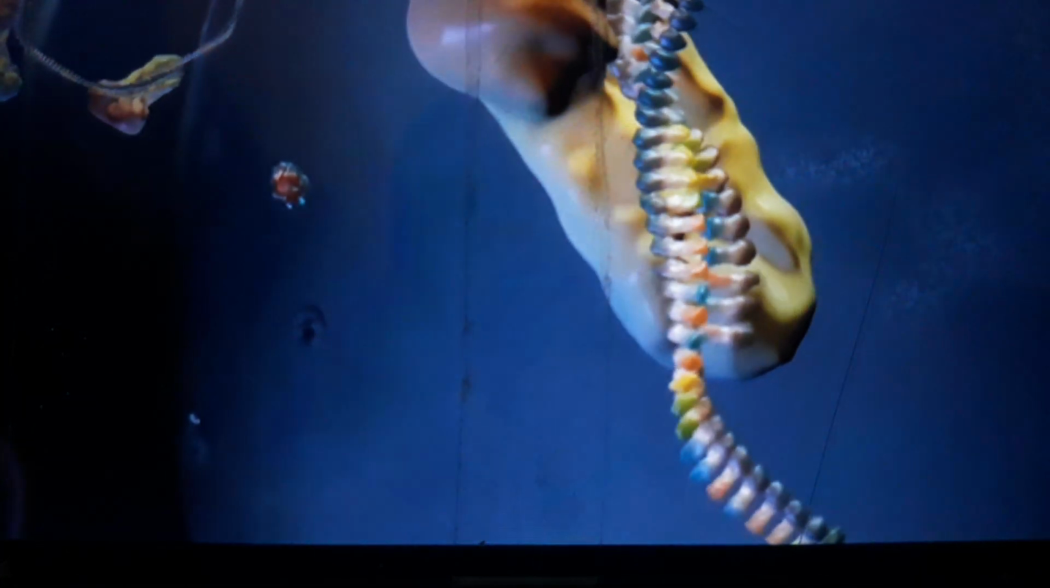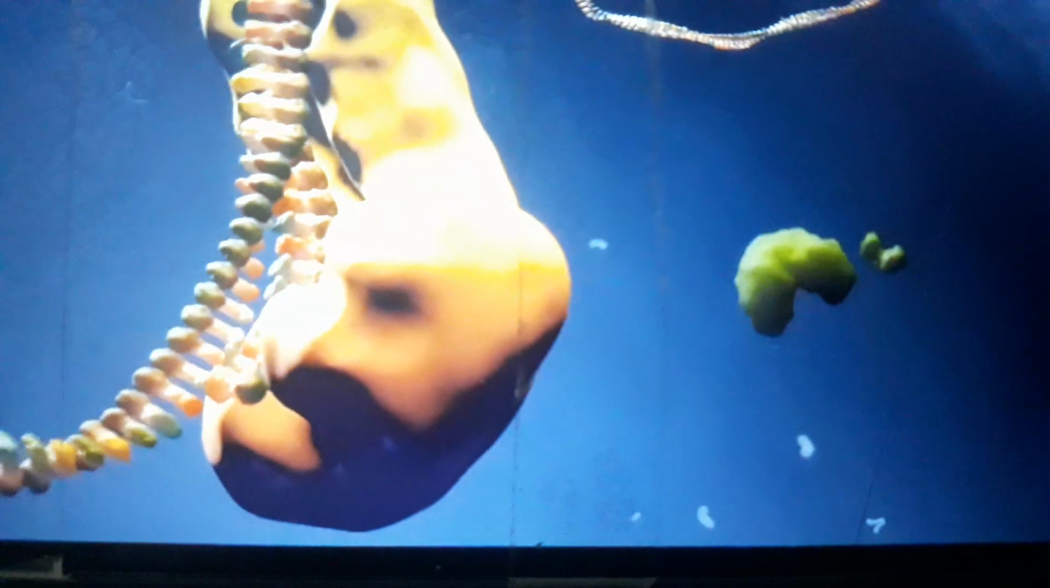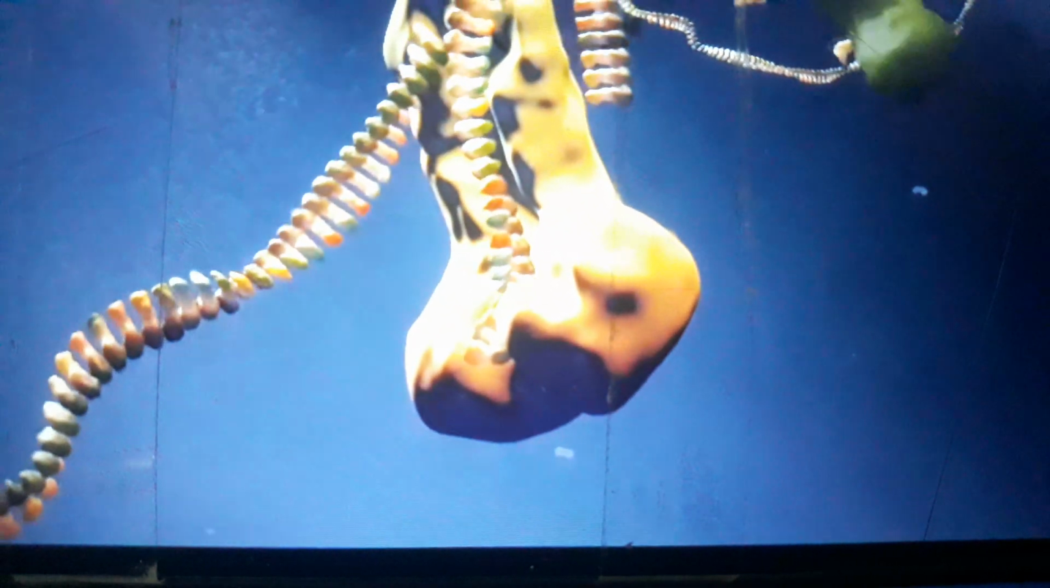siRNAs direct RISC to bind to specific messenger RNAs. The targeting is precise because it's determined by base pairing between the siRNA and the target messenger RNA. siRNAs often have perfect complementarity to their target sites. Once bound, Argonaute catalyzes cleavage of the messenger RNA, which will then be degraded.